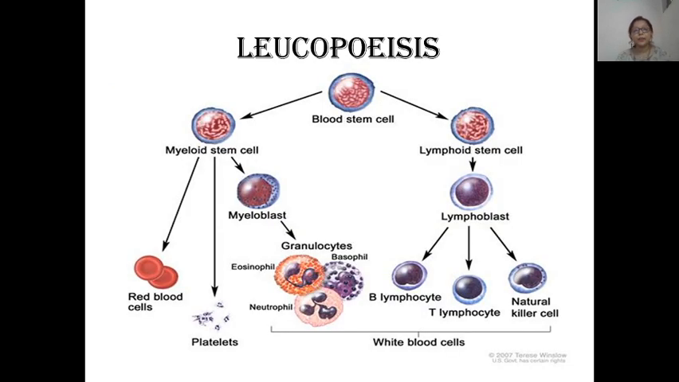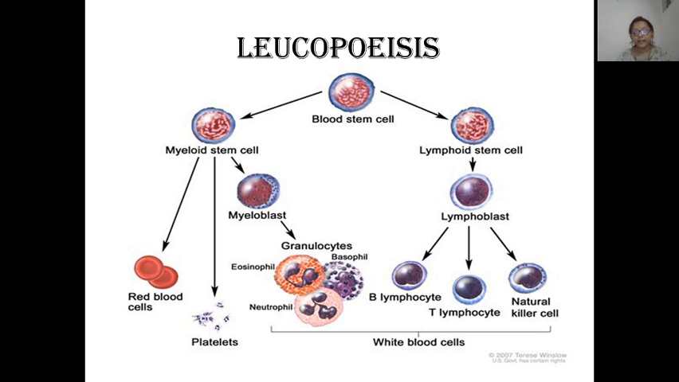Now, this is the entire process of leukopoiesis. The blood stem cells, or the pluripotent stem cells, give rise to the myeloid stem cells and the lymphoid stem cells. From the myeloid stem cells, we get the myeloblast, which is divided into various granulocytes that include the eosinophils, basophils, and neutrophils. On the other hand, the lymphoid stem cells are divided into lymphoblast, and the lymphoblast is further divided into B lymphocytes, T lymphocytes, and natural killer cells.